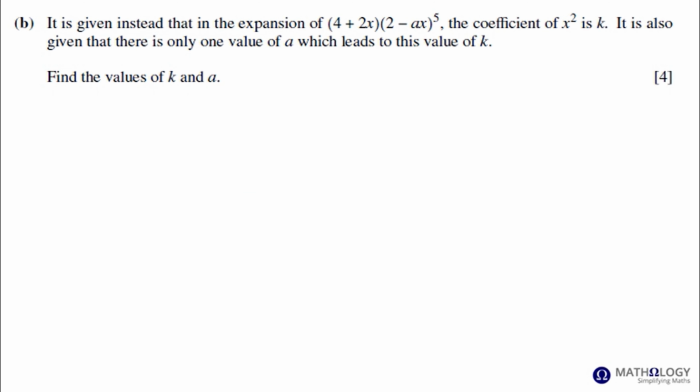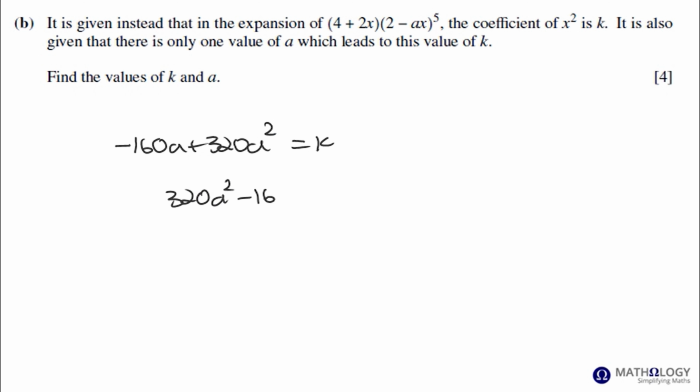It's given instead that in the expansion (4 + 2x)(2 − ax)^5, the coefficient of x squared is k. It's also given there's only one value of a which leads to this value of k. Find the values of k and a. Okay, so the coefficient of x squared in this expansion was −160a + 320a squared. They're now saying that the coefficient of x squared is k. So we have basically the same quadratic, it's just that we now have a constant k to consider.